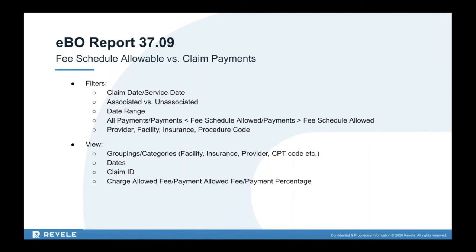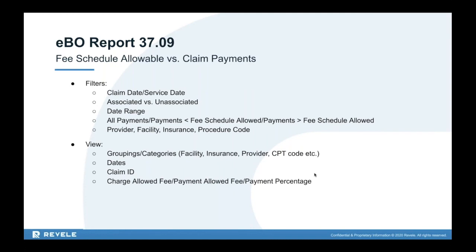So the next two reports, we're going to talk about 3709, which is fee schedule allowable versus claim payments, and then we're going to talk about an RVU report. But on this 3709, it's important to know with this report that when we say fee schedule allowable, it's simply whatever fee schedule or schedules, I should say, that you have within ECW. So if you are looking to see if you're getting underpaid by Blue Cross or UHC, and if you don't have fee schedules built in the system for them, then this report's not going to be too helpful to you.